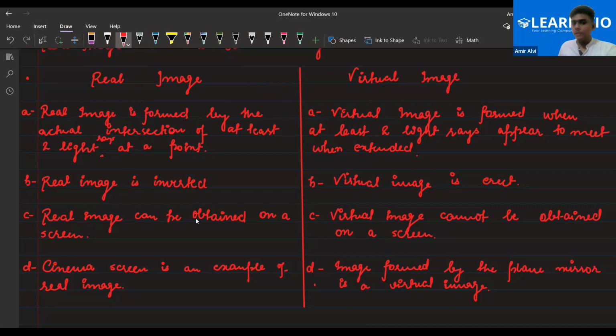Next, a real image can be obtained on a screen. It means that if I try to obtain that image on a screen, it can be obtained. You must have seen that when you go to the theater or to school, there are smart classes that use projectors, right? When they project the screen, the images or any video, that is a real image. That's why they can be obtained on the screen, right?